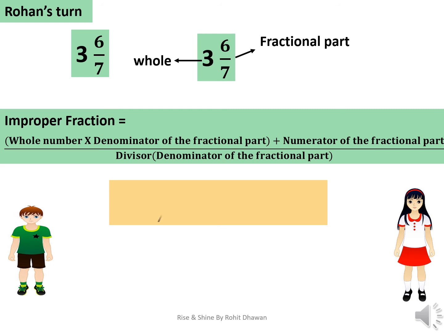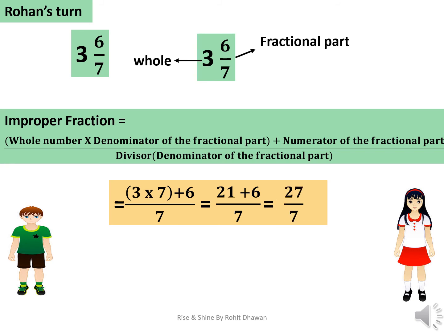Accordingly, multiplying the whole number 3 by the denominator of the fractional part 7, Rohan got the product as 21. Adding the numerator of the fractional part 6 to this product, the resultant new numerator is number 27. Keeping the denominator of the fractional part the same as before in the denominator's place, that is number 7, the new improper fraction is 27/7. Thus, after converting the mixed fraction 3 6/7, Rohan got the desired improper fraction as 27/7.